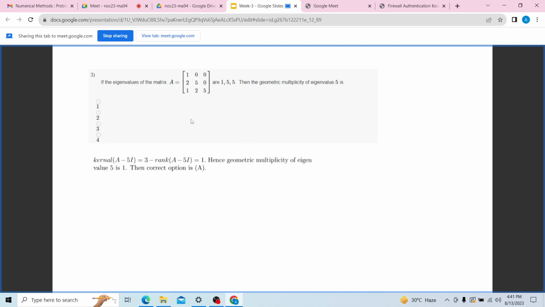So when you take it on the left hand side, you'll get A minus 5I. So the kernel of the matrix A minus 5I equals the number of variables minus the rank of that matrix A minus 5I. This will give you 3 minus 2, as A minus 5I will have only two linearly independent columns. The third column will be 0 for this matrix. So you will get 1. Hence the geometric multiplicity of eigenvalue 5 is 1. Is it clear?